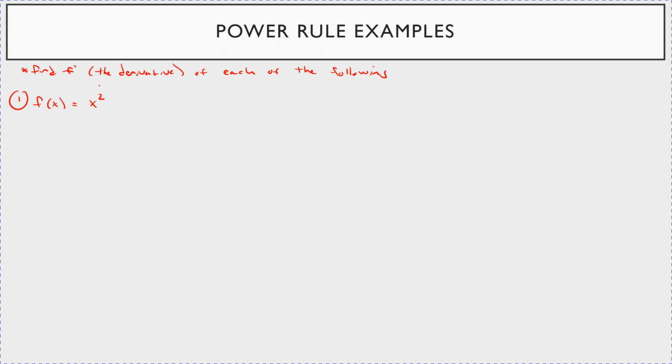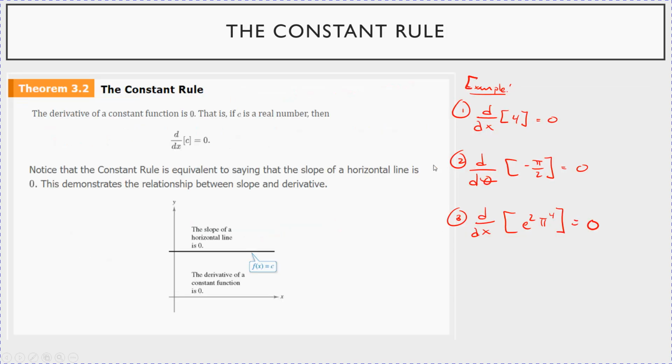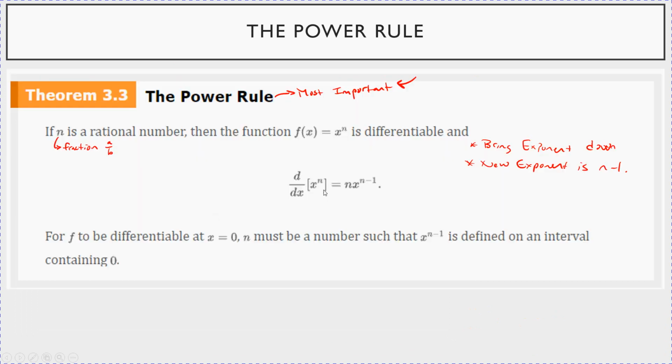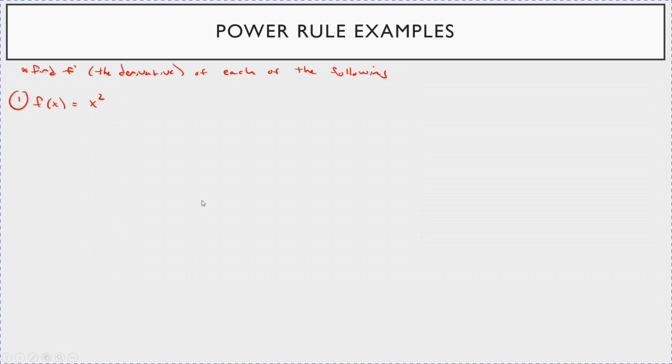Well, look, we know, just going back, that this answer should be 2x. Whenever you have x to the n, you can just immediately use this power rule. So here's what you're going to do. f prime of x. You bring the exponent down in front, and then you take whatever the exponent is and subtract 1. So this is 2x to the first power, or just 2x, so it works.